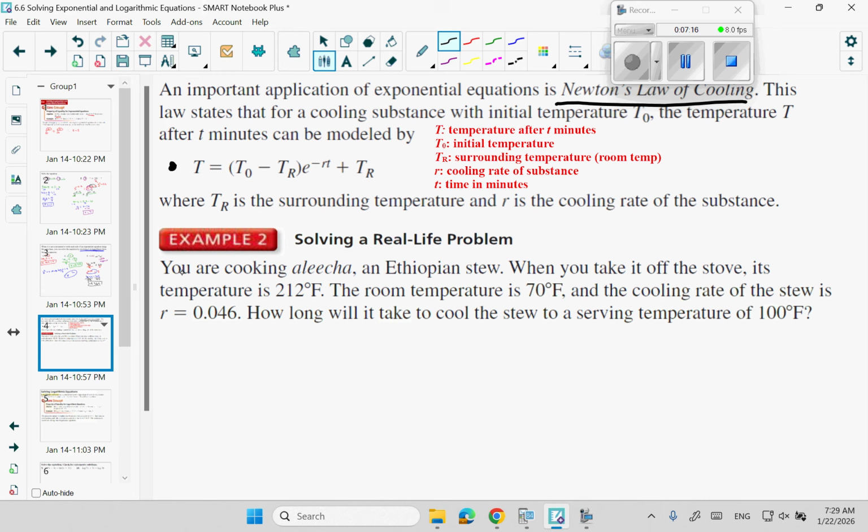So you are cooking an Ethiopian stew. When you take it off the stove, its temperature is 212. The room temperature is 70, so that's going to be my T sub R. And the cooling rate of the stew is right there, that's my R. How long will it take to cool the stew to a temperature of 100? Oh, I'm sorry, 212 would be my initial temperature, and 100 is my final temperature at the end it's asking about. So the only thing I'm trying to figure out is how long. I'm trying to find little t.